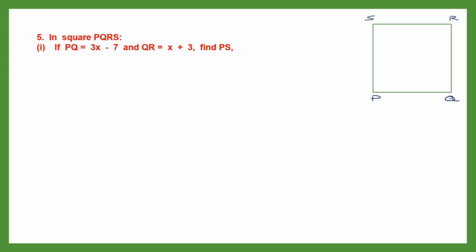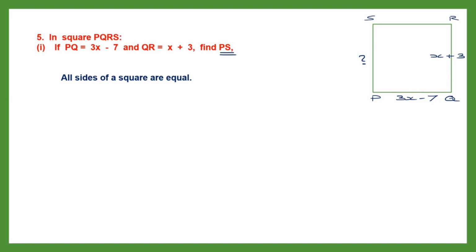Question 5. In square PQRS, so we have a square PQRS. In this, question 1, if PQ is 3x minus 7 and QR is x plus 3, we have to find PS, that is this side. Now this is a square and we know all sides of a square are equal. So if we find the measurement of one of these sides, this also will be the same measurement. For that, first we have to find the value of x.